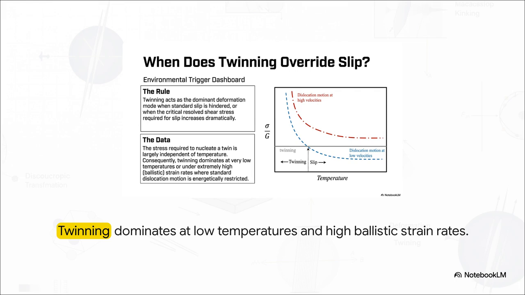Think about it. Dislocation motion is highly thermally activated. It relies on temperature. But the stress required to nucleate a twin? That's largely independent of temperature. Because of this, twinning easily overrides standard slip at very low temperatures or under extremely high ballistic strain rates. Think of a bullet impact, where dislocations simply don't have the time or the thermal energy to get moving.